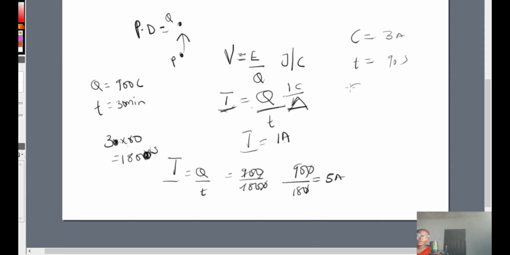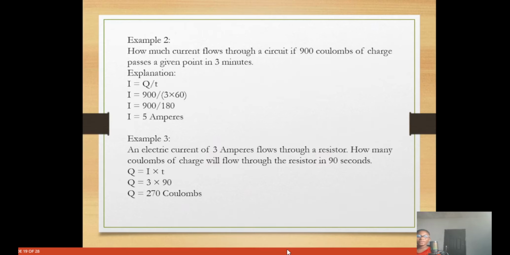Now we want our charge. And don't forget, I is equal to Q over T. So if we cross multiply, Q is equal to IT. What is our I? 3. What is our T? 90 seconds. That's 270 coulombs, and that is the charge. 270 coulombs. And we are good to go.